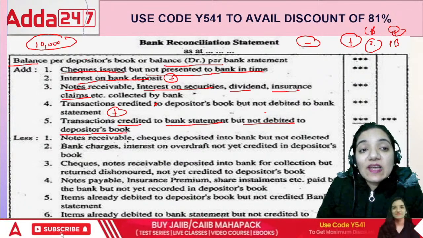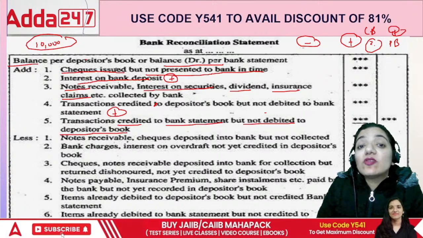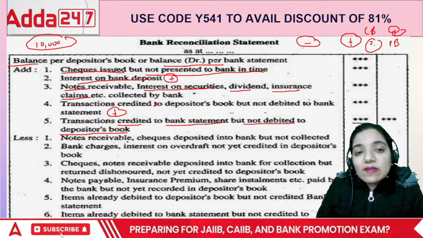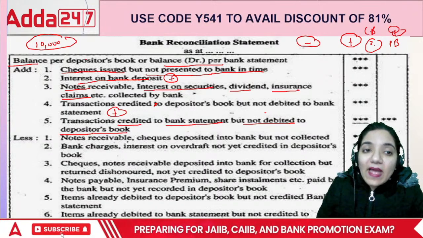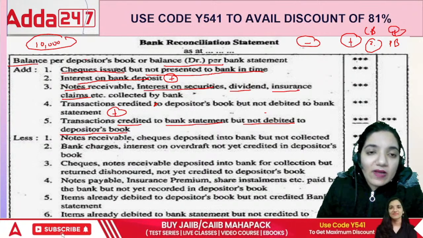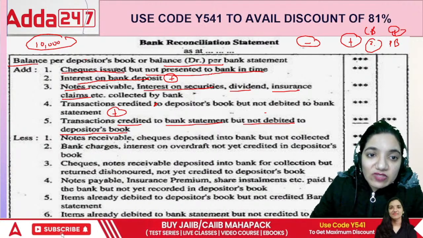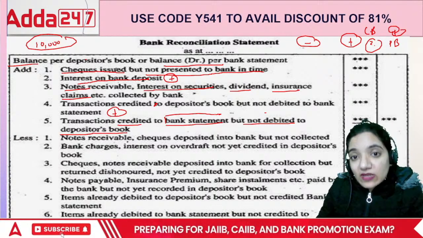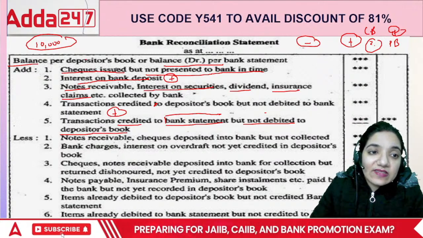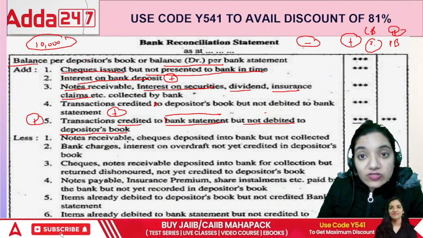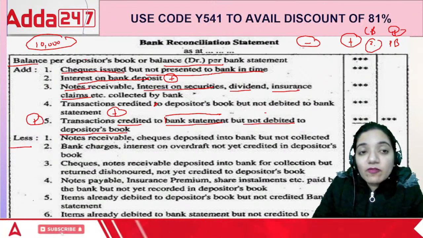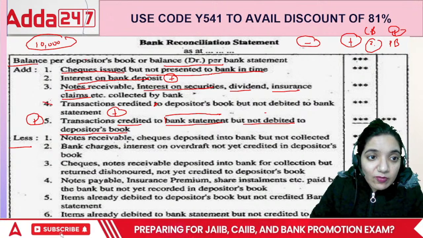Next is transactions credited to the bank statement but not debited to the depositor's book. Now the point is there is something which is there in the bank statement but not debited in the passbook. So this is the same thing, transactions which are there in the bank statement and we come to know about it and now we'll be recording it. Right? So whatever it is, we'll be adding it in our books. Next is what is it that we will lessen up from our books of accounts.